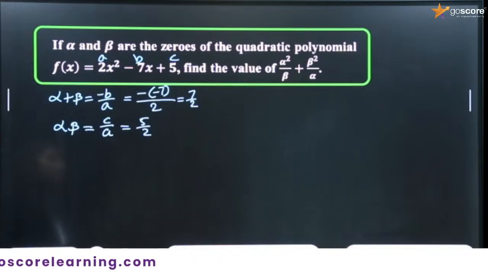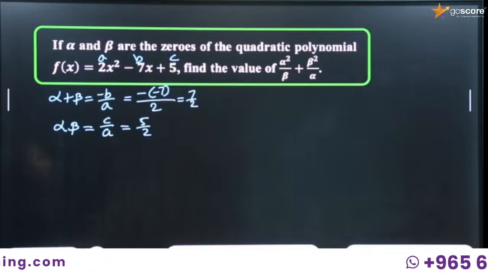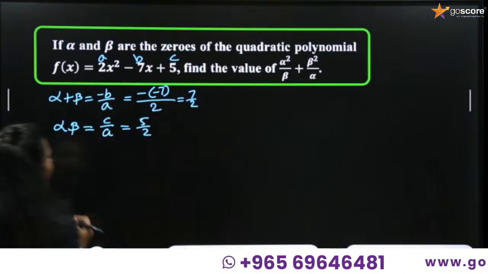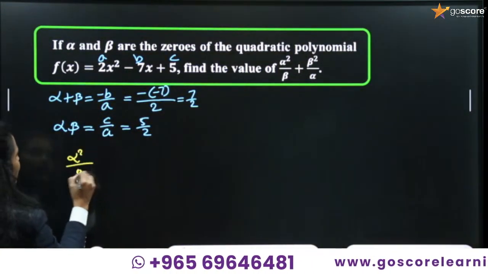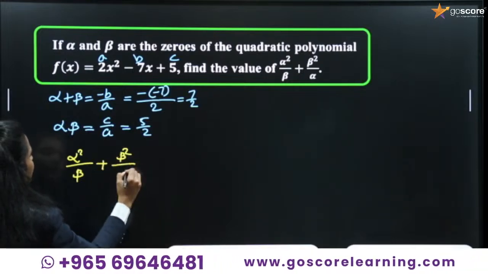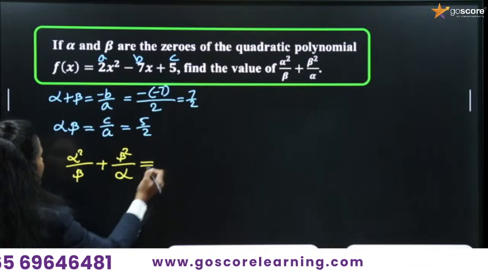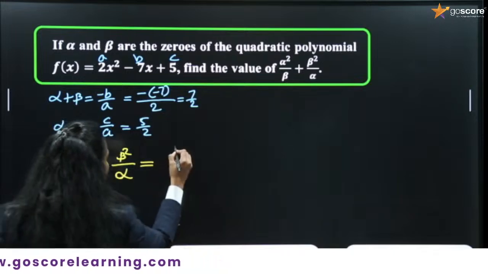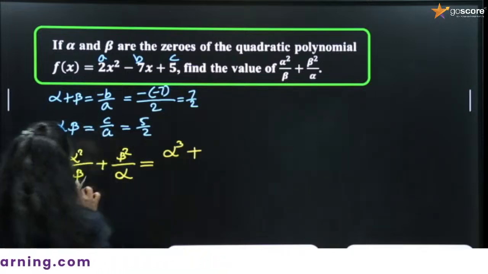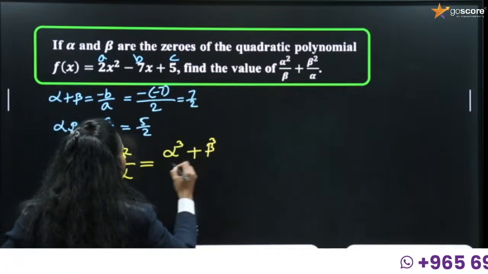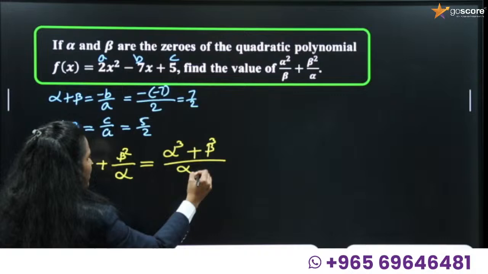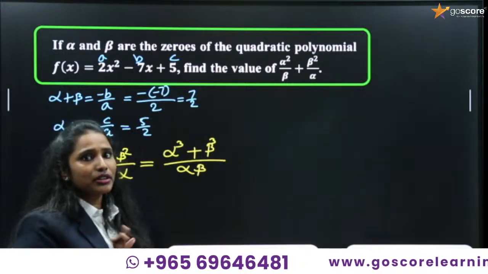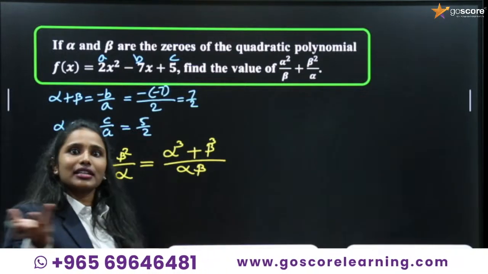So we have alpha plus beta and alpha beta. Now what we need to find? Alpha square by beta plus beta square by alpha. So let's do that. Alpha square divided by beta plus beta square divided by alpha. What is this? Again, you know the cross multiplication. Now multiply alpha into alpha square is alpha cube plus beta into beta square, beta cube divided by beta into alpha, that is alpha beta. Okay. And in the next step, someone will write alpha cube plus beta cube, that is alpha plus beta the whole cube, right?